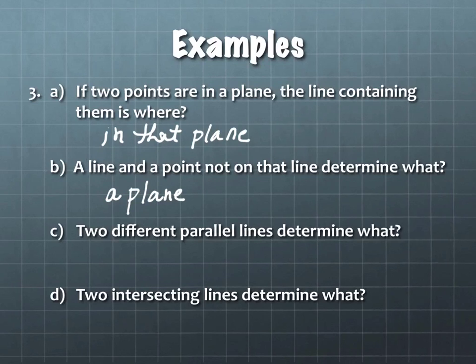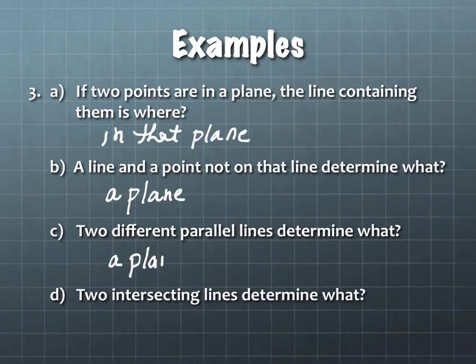Two different parallel lines. It's almost funny to use the word different there, but the book did, so I left it in. Two different parallel lines determine what? A plane. Yes, they do. So if you do the parallel lines, say for instance along the top corner over here of the wall and the ceiling, and along the bottom corner of the floor and the wall, you would get the plane, which is the wall, right? So these determine a plane.